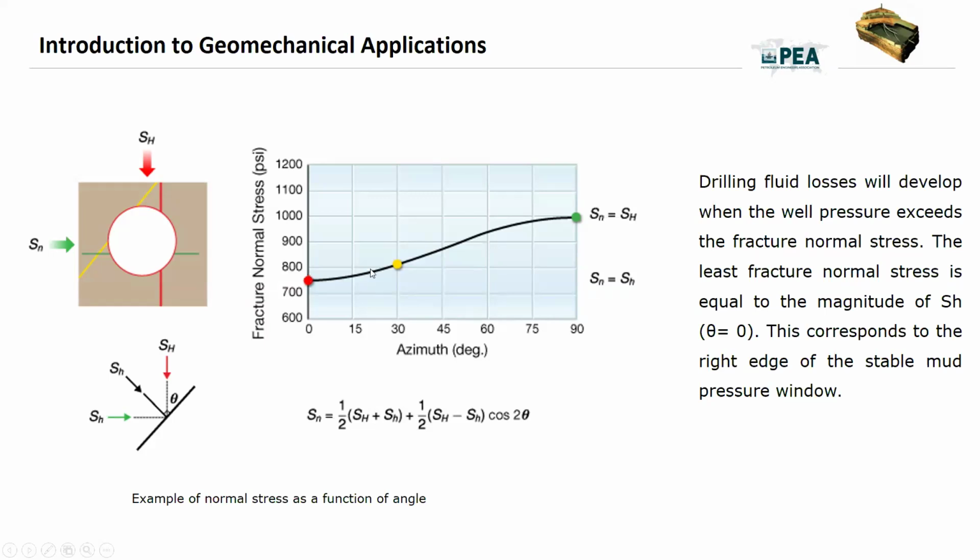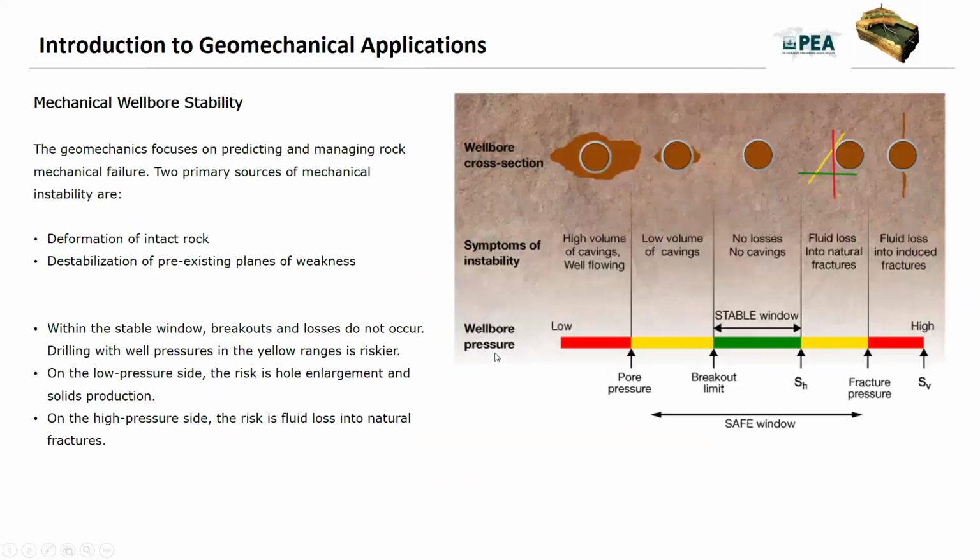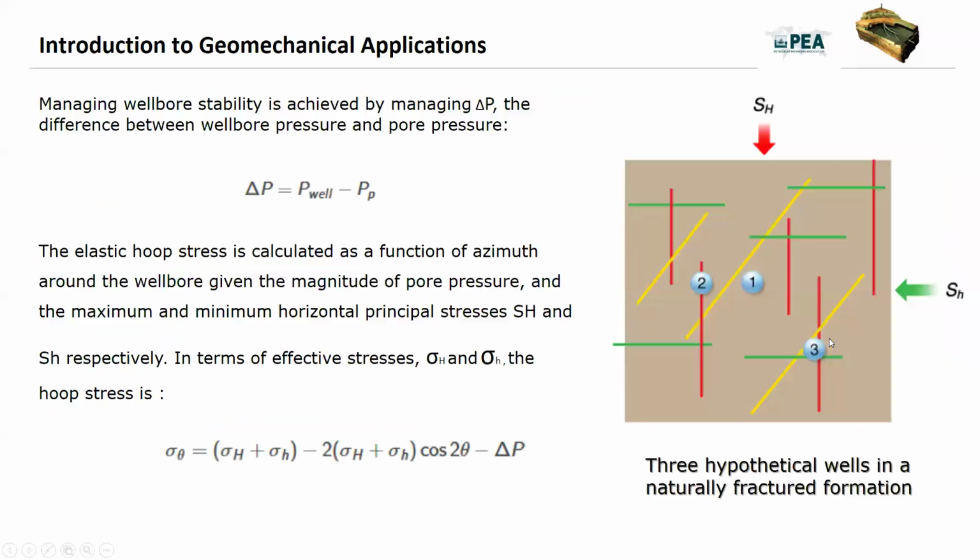So the opening pressures of the natural fractures can limit the maximum mud pressure used to drill this well. Therefore, the magnitude of the minimum horizontal stress is often used as a conservative upper bound pressure for the stable mud-weight window. So this window.